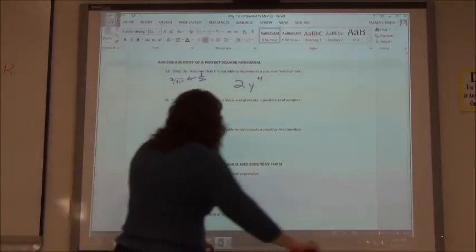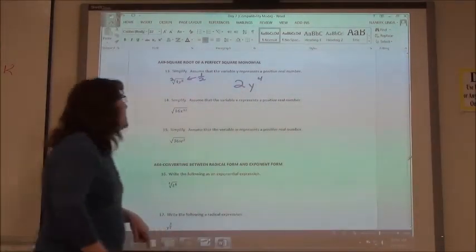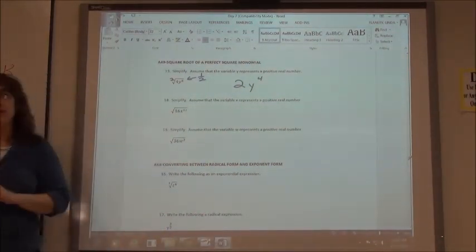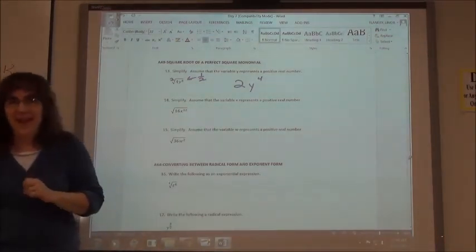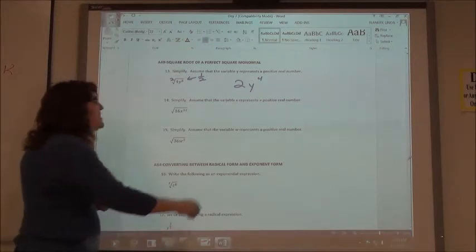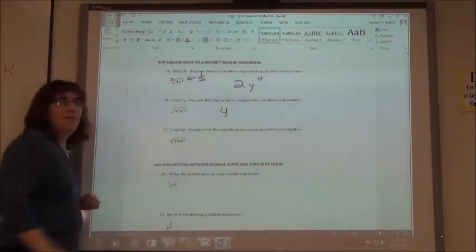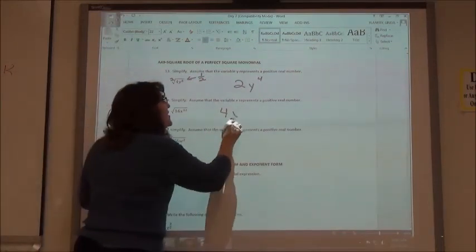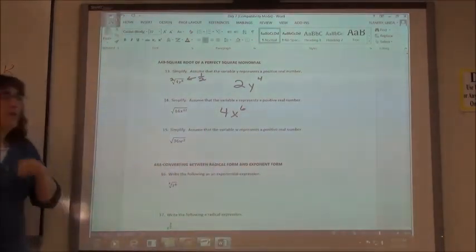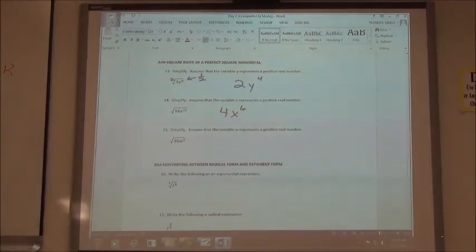So, if we are going to do the square root of 16x to the 12th, the square root of 16 is 8? No, 4. 4 times 4 is 16. 8 times 8 would be 64. Oh yeah, you're right. So the square root of 16 is 4. The square root of x to the 12th is x to the 6th. So if you took a 4x to the 6th times a second 4x to the 6th, you get 16x to the 12th.